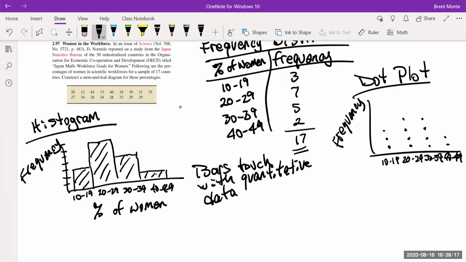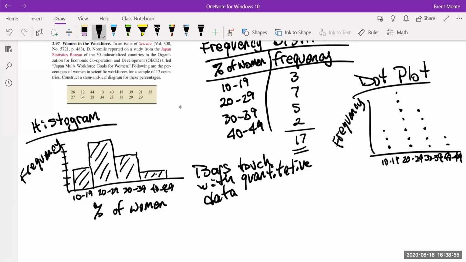34, 28. I sound like a broken record. 33, 29, 29. And notice the dot plot was really easy to make. We didn't even need the frequency distribution for that. We could just go from the raw data. But what it does for us is it gives us the same picture. We can easily see, oh yeah, the 20s are the highest stack. So it's the most frequent of the groups, followed by 30, followed by the 10s, followed by the 40s. So it's a real easy way, but it should have the same shape, of course, as the histogram.